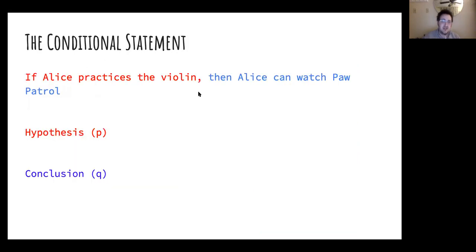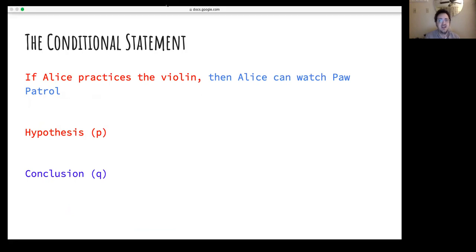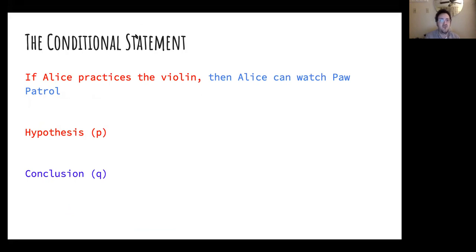So she is successful at practicing the violin because we have a conditional statement for her, which we basically tell her: if Alice practices the violin, then Alice can watch Paw Patrol. So there's really two parts of a conditional statement. The red part is the hypothesis, so we call this the P part. The P part is Alice practices the violin.